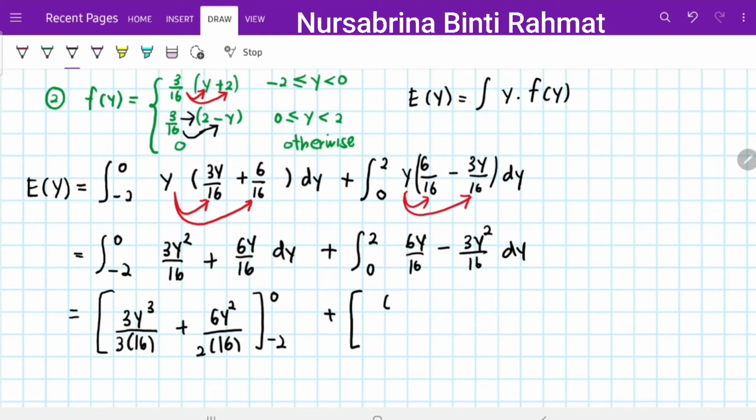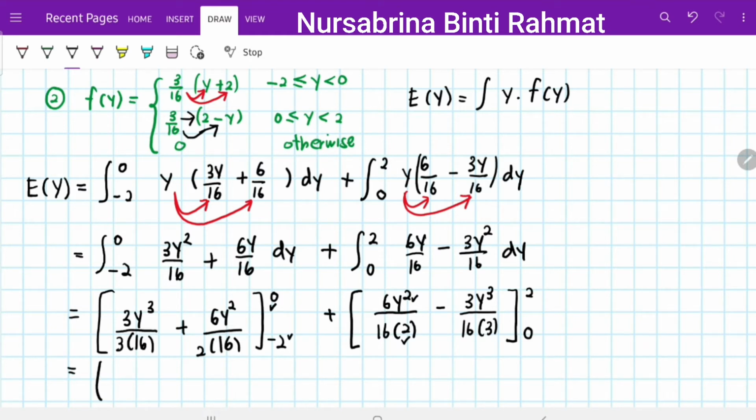6y becomes 6y squared over 16 multiplied with 2. Where does this 2 come from? It comes from the new power of y. Minus 3y squared becomes 3y cubed over 16 multiplied with 3. Square bracket close, between limits 0 and 2. Now your job is to substitute the value of y with the given interval, which for the first one is 0 and then negative 2.